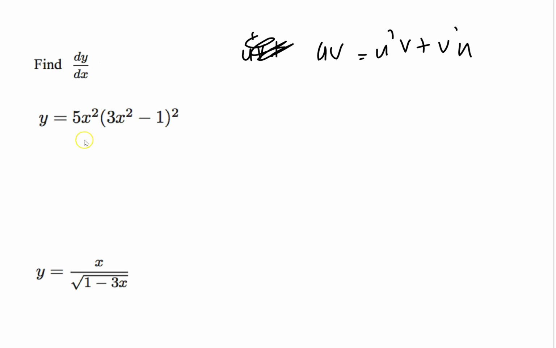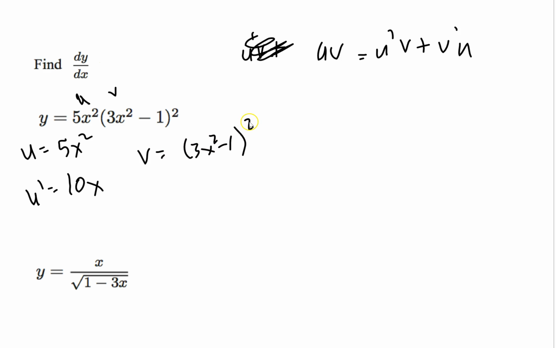Right, if you want, you could write each one. This is a little more difficult, so I'm going to write each one. You don't have to do this, though. Let's say this is u and this is v. u would be 5x squared. u prime would be, bring it down, subtract 1 off, 10x. v is going to be (3x squared minus 1) squared.